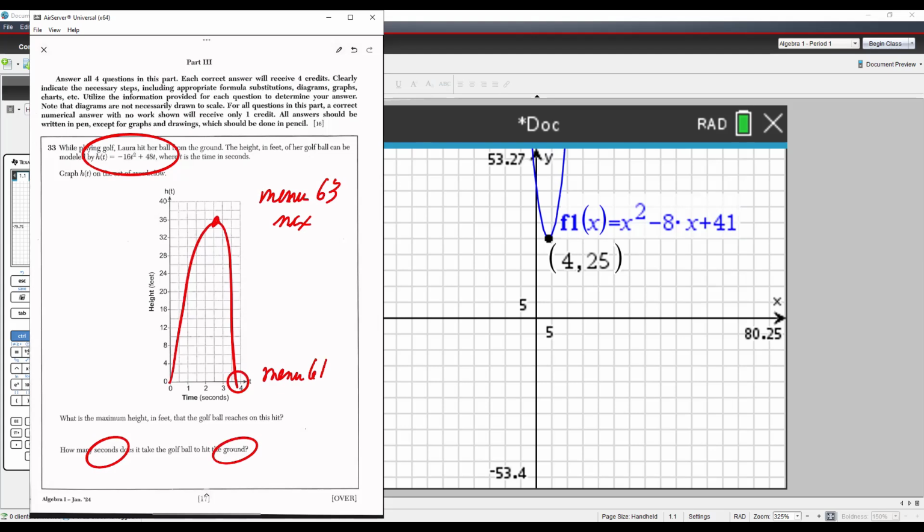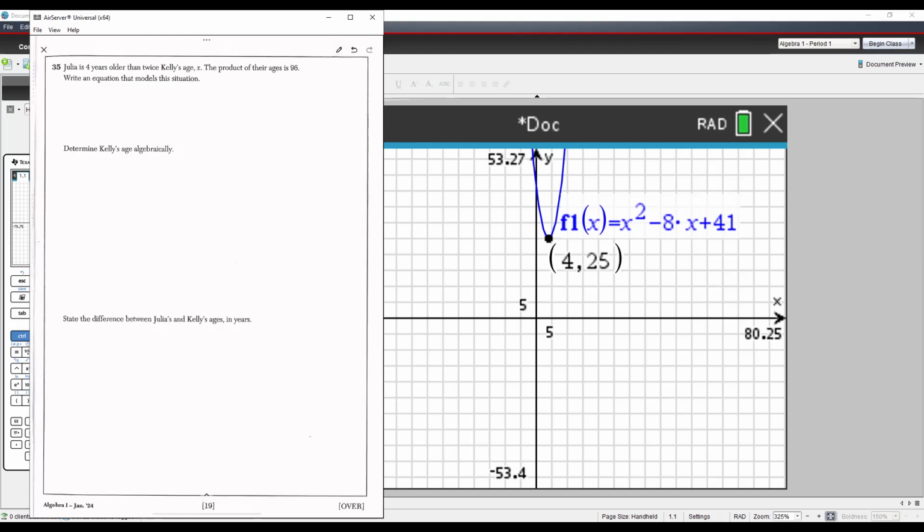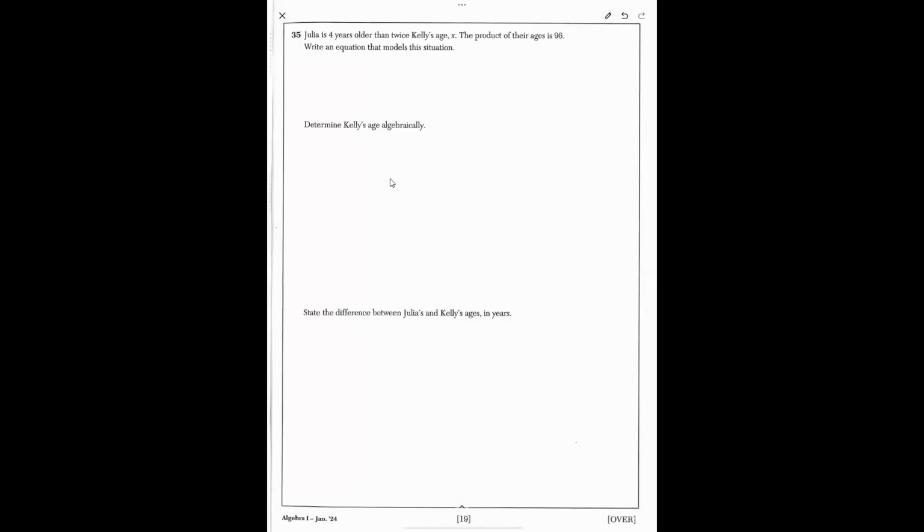That's it. And so I'm not going to actually do this. You just have to graph it and then find the vertex. I am going to try to do this one. So this is a word problem. Now, you may not think that this is a quadratic, but it is. It says Julia is 4 years older than twice Kelly's age, and Kelly's age is represented by x. And then it says the product of their ages is 96. This word here, product, means that we're going to be dealing with a quadratic.